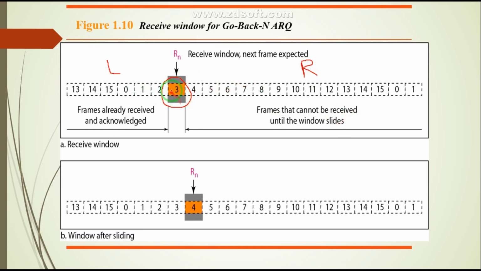And suppose we got frame number 3, then this window shifts to the next slot. It would then be Rn equal to 4. So as soon as we get frame number 4, this receive window would shift to frame number 5, and so on.